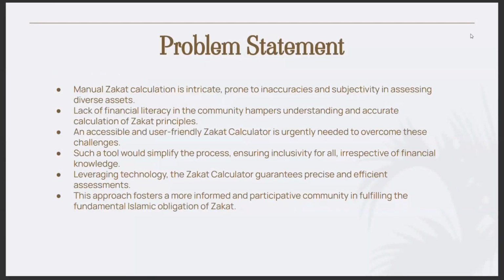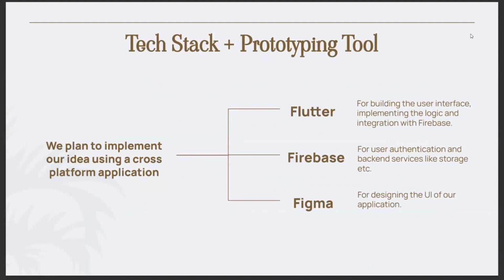The problem statement is as follows: zakat calculation is intricate and prone to inaccuracy, and some people might not know a lot about zakat and on what all things it is applicable. For example, it is applicable on gold, silver, camel, sheep if the person owns it, wheat, raisins, etc. So all these things we decided to include in our application. The technology that we used was Flutter, Firebase, and Figma.